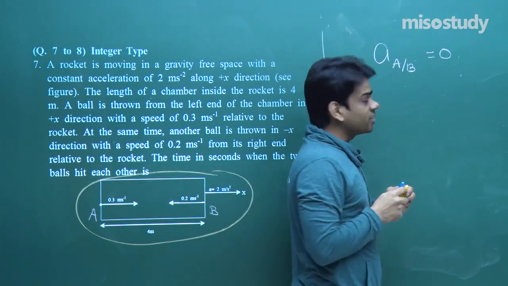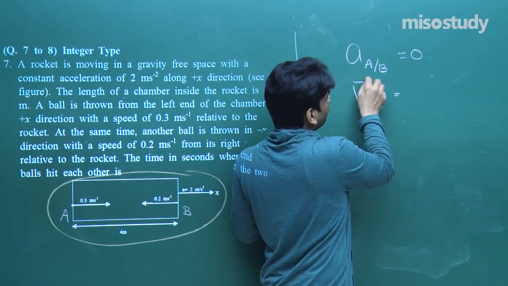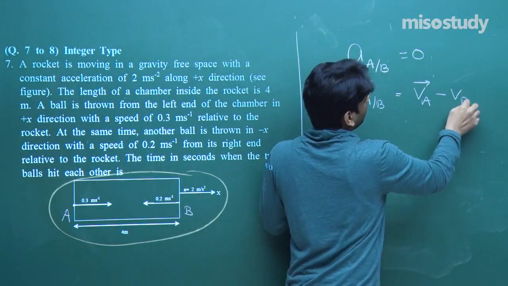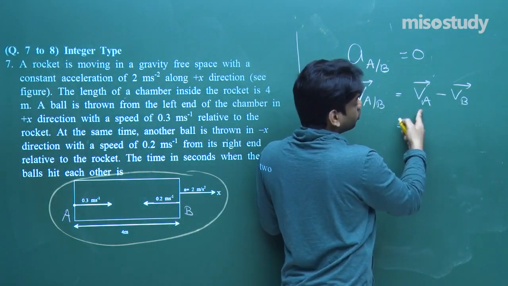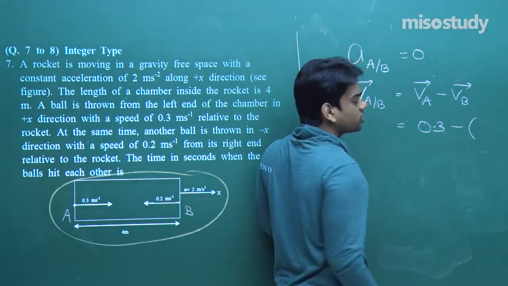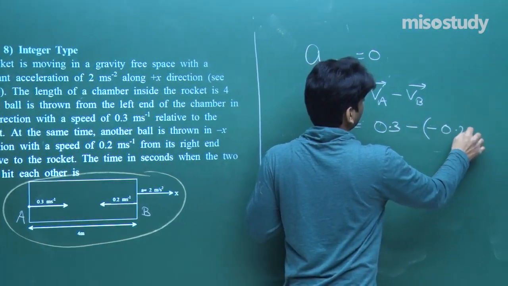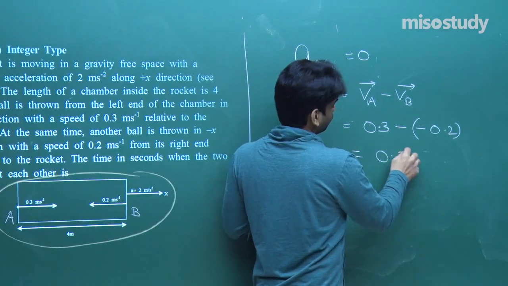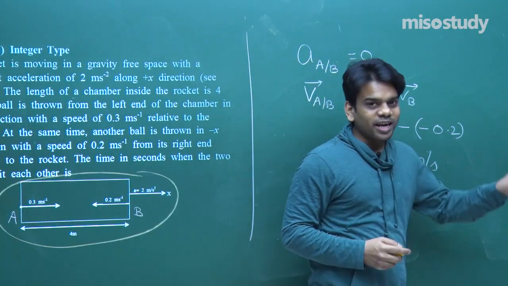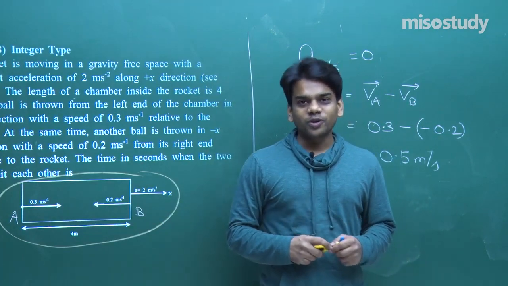So no need to worry about the acceleration. Now the speed of A with respect to B, if we talk about velocities, will be velocity of A minus velocity of B. Let's see what this gives us. Velocity of A is towards the right, let's take that as positive 0.3 meter per second, minus velocity of B, which is towards the left, 0.2, so we write it as minus 0.2 meter per second. In total, the net velocity is 0.5 meter per second towards the right. So we have stopped B and A will be approaching with a speed of 0.5 meter per second.